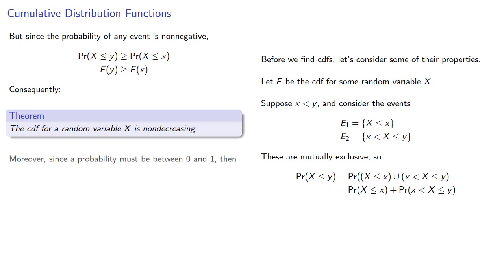Moreover, since a probability must be between 0 and 1, and the cumulative distribution function is the probability of some event, then f of x must also be between 0 and 1.